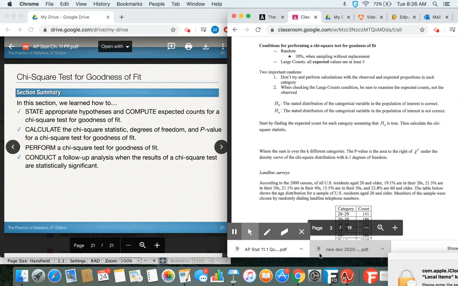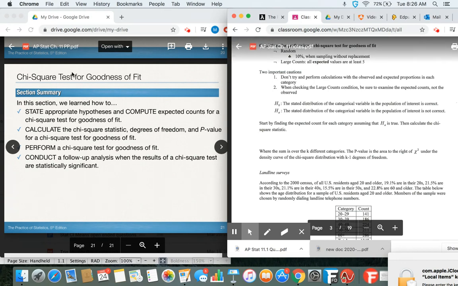Hey guys, good morning. Just following up with where we left off in the notes, in chapter 11 here. Hopefully you were able to go through the beginning part of that the other day or over the weekend or yesterday. So as we talked about, we're doing chi-squared analysis, what we call the chi-squared test for goodness of fit. All right.